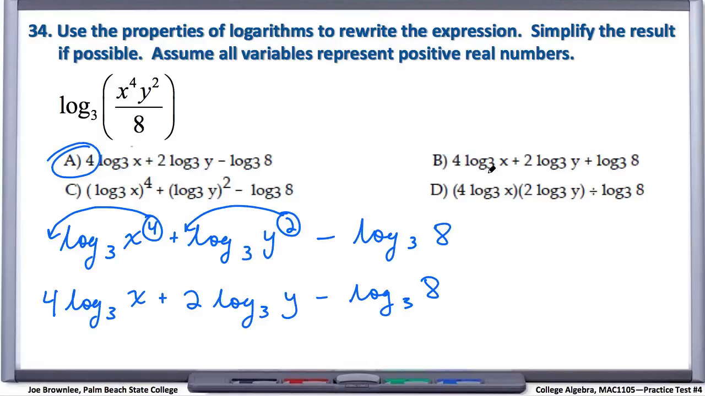Here, 4 log base 3 of x, well, that matches, plus 2 log base 3 of y, that matches, but notice here they have plus log base 3 of 8. This should be a minus, so we know that B is not correct. Watch those signs, be careful. C, we can definitely tell, is not correct, and D, again, not correct. So A is our answer for number 34.